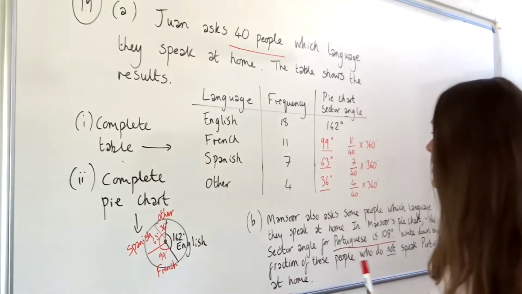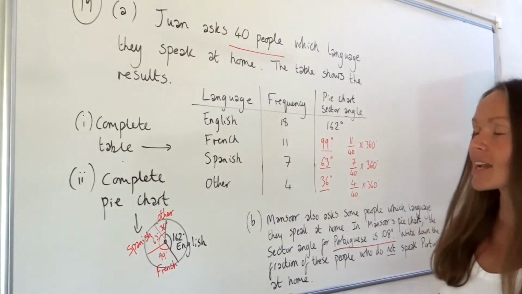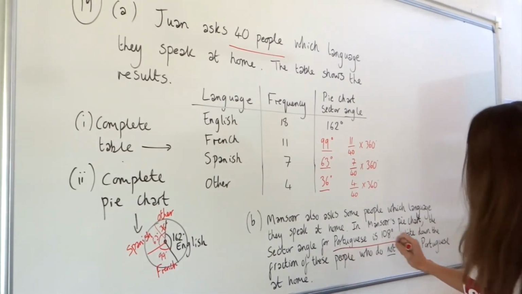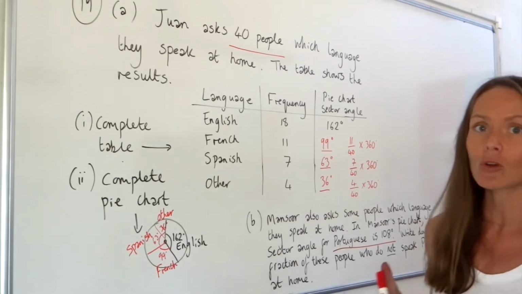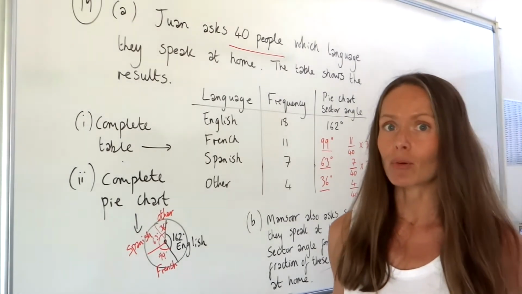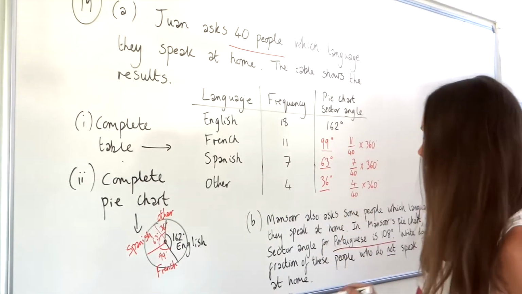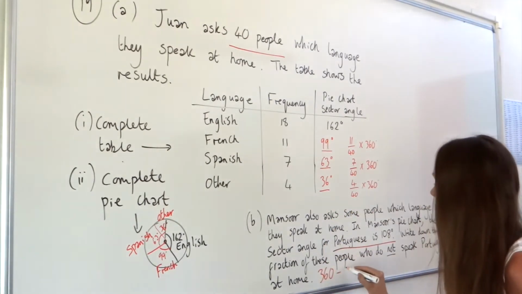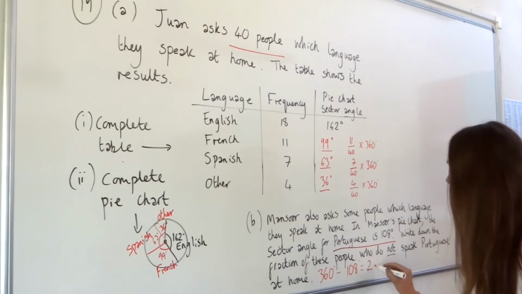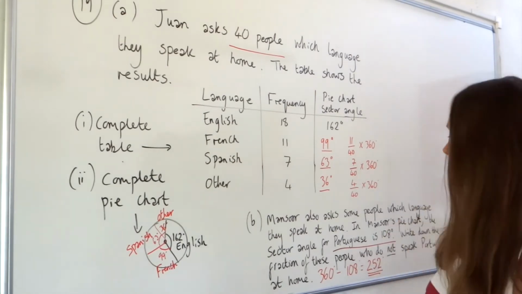Okay, so in part B, it says that Mansour also asked some people which language they speak at home. And in his pie chart, the sector angle for people speaking Portuguese is 108 degrees. Write down the fraction of these people who do not speak Portuguese at home. So, if the sector angle for the people speaking Portuguese is 108 degrees, the sector angle for those not speaking Portuguese should be 360 minus 108. Okay, remember a full circle is always 360. So if I subtract those, I get 252. So that is the number of degrees of people who don't speak Portuguese at home.